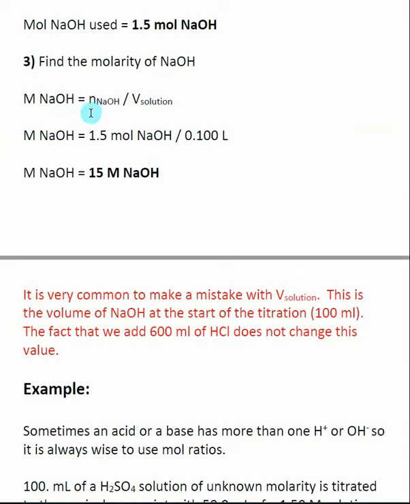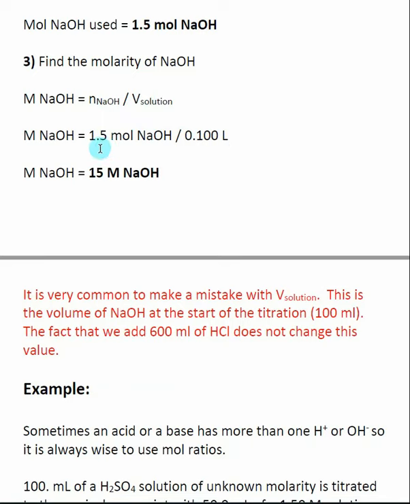So we did a titration. We looked at how much HCl it took to reach the endpoint. So we figured out that was 1.5 moles of HCl. From that, we were able to determine that there was 1.5 moles of NaOH in our original sample. And now we understand that the volume that we're talking about is the volume of that initial sample.